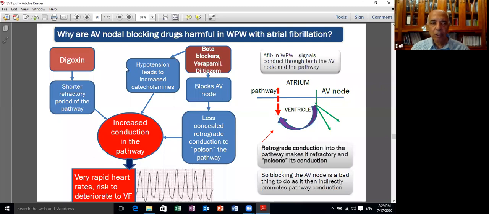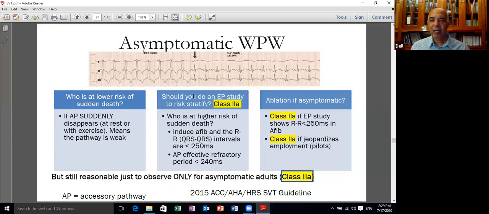You don't use digoxin and amiodarone, since these will also shorten the refractory period of the accessory pathway. So all of these drugs are contraindicated under this circumstance. I assure you that you will frequently encounter this situation in your practice, and I assure you that one of the multiple choice questions in any examination will contain something related to this part.